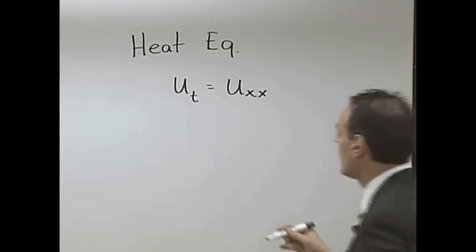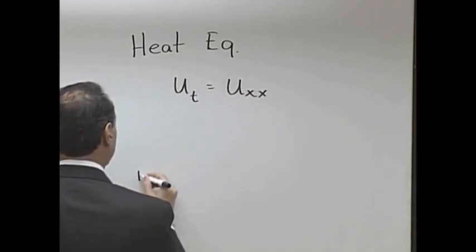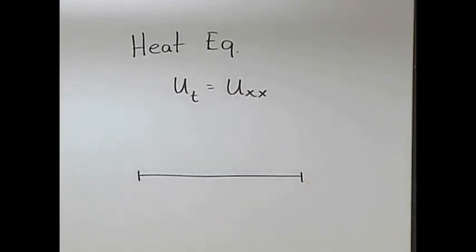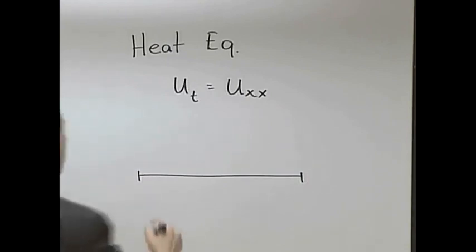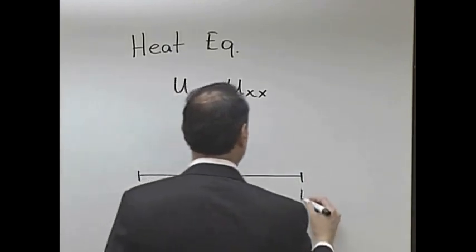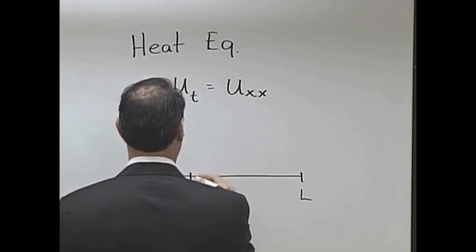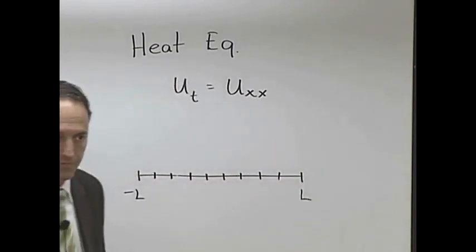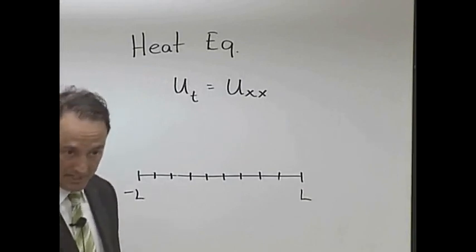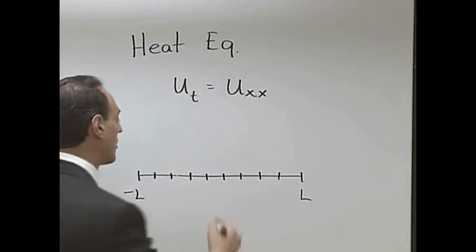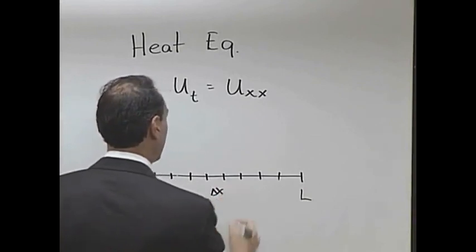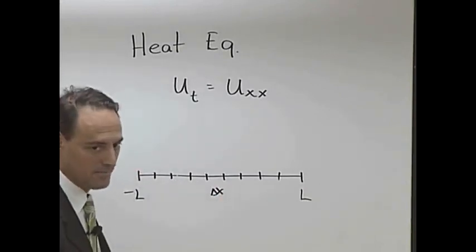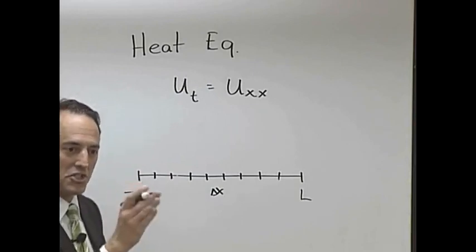Okay? So what we're going to do is take a domain, and my domain will be from, let's say, negative L to L, and I'm going to chop this up into a number of points, for instance. So chop it up. That's the discretization process. You get to control how finely chopped this is.